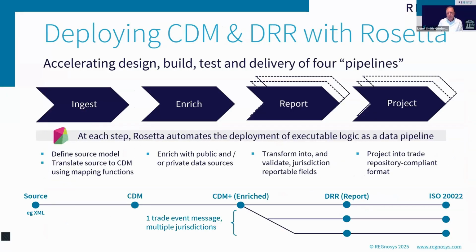And we use those technologies alongside Rosetta, which is our platform, which enables organizations to go through these key 4 steps: ingesting data from external sources within the organization and getting the data into the CDM, enriching data using internal and external sources, using DRR to report that data into formats ready for regulatory reporting, and projecting, which produces the trade repository format output ready to go to the trade repository. And we'll cover all of these four during this session today.